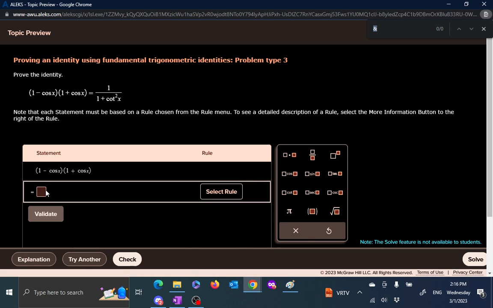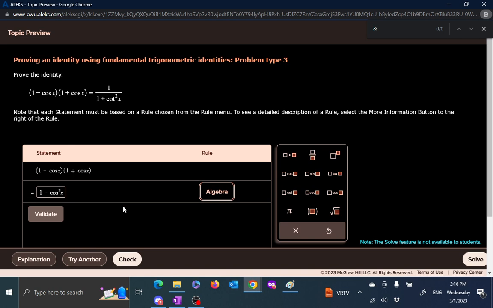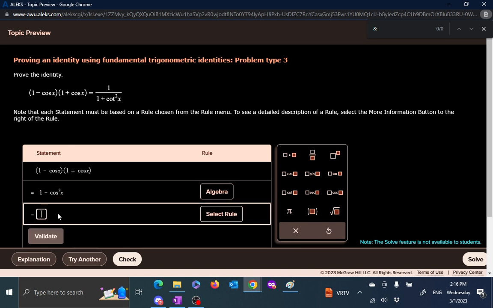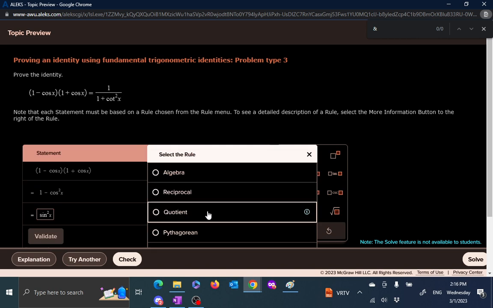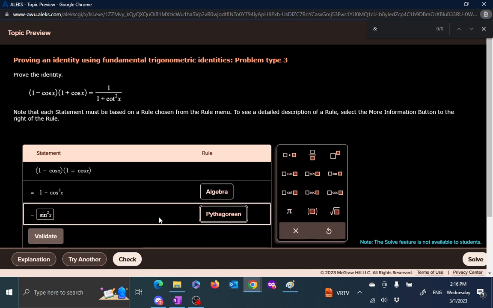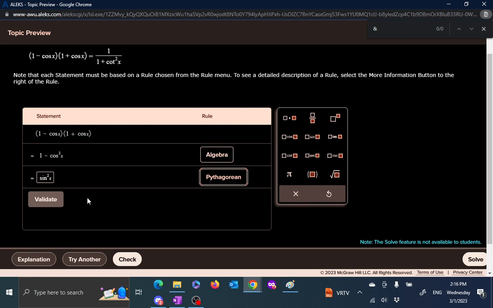Starting from the left hand side, this is the same as 1 minus cosine squared, where 1 is 1 squared, and all I did was a bit of algebra. Validate. Next, 1 minus cosine squared, you remember that is sine square of x. I trust that you already know that is Pythagorean.